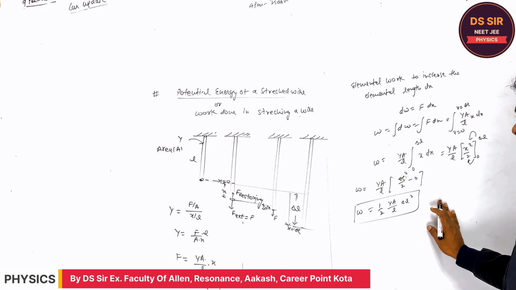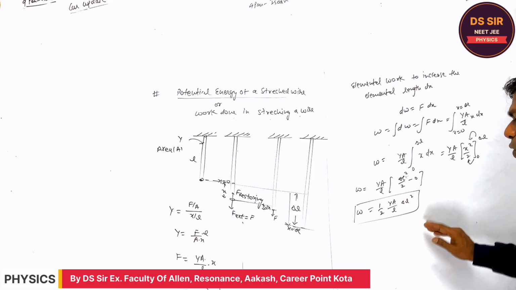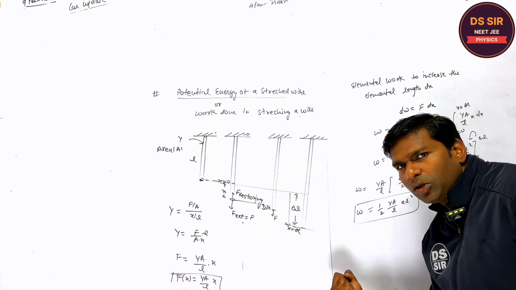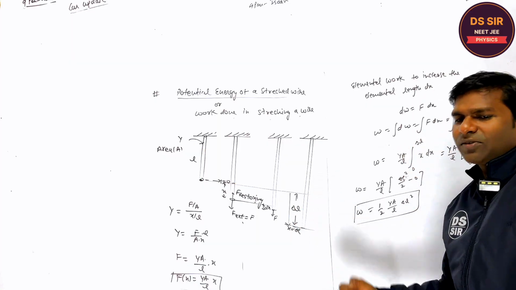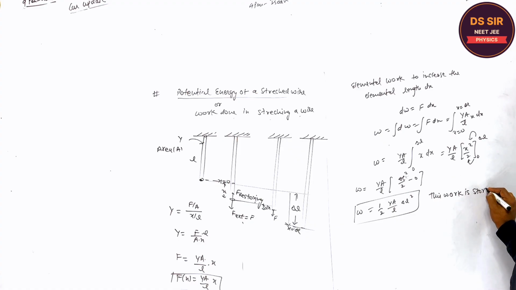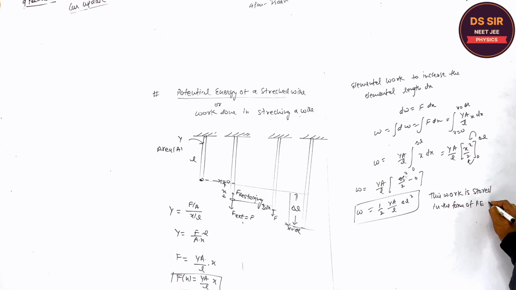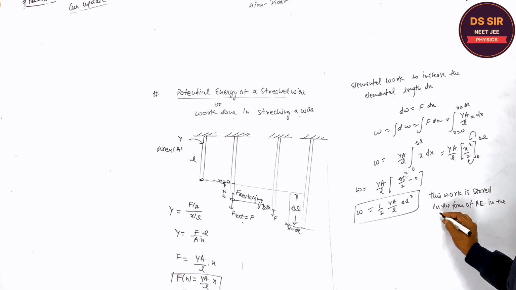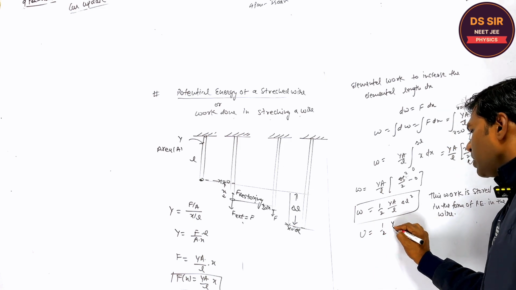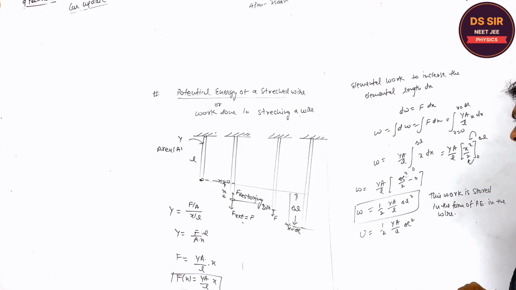Listen to one thing. This work is stored in the form of potential energy. The work you are doing to elongate this wire is stored in the form of potential energy in the wire. So you may treat this as the potential energy, equal to 1 by 2 YA upon L into delta L square also. All right, this is one thing.